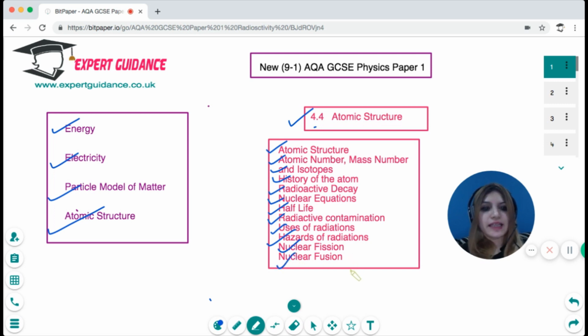So let's begin. Now, the majority of this part is from chemistry. In the atomic structure chapter, we have already covered the structure of the atom and its history and terms like atomic number, mass number, isotopes. So they are exactly the same. That will be repeated here.